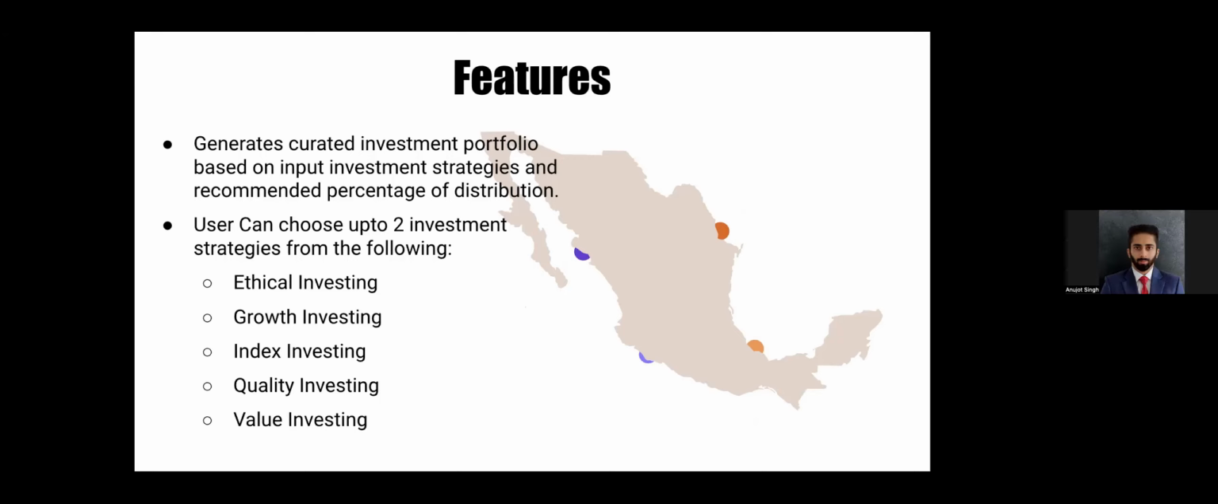We have developed a number of features in this project, some that were given in the requirements and some that we've developed on our own, and I'll be going over those. So firstly, our application generates a curated investment portfolio based on input investment strategies and recommended percentages of distribution. Users can choose up to 2 investment strategies from the following: ethical investing, growth investing, index investing, quality investing, and value investing.